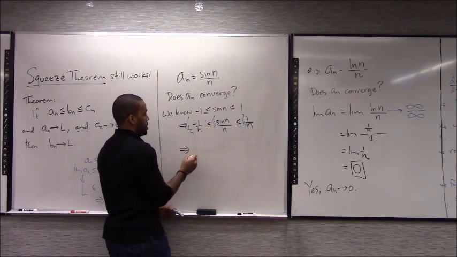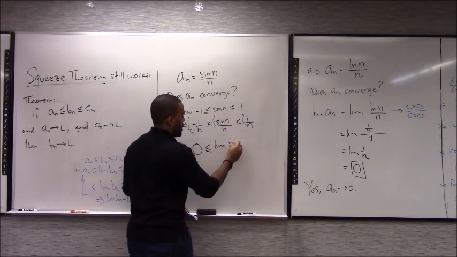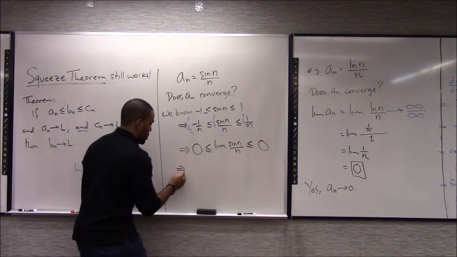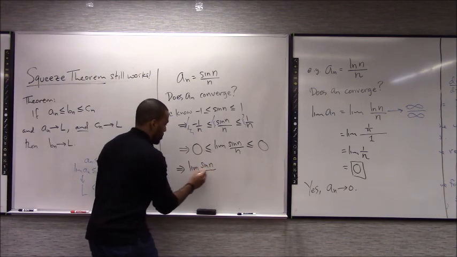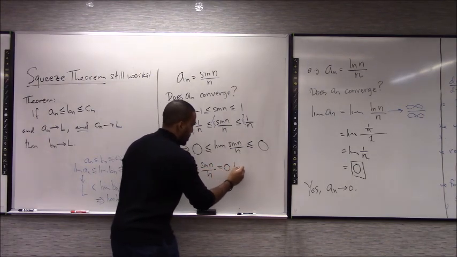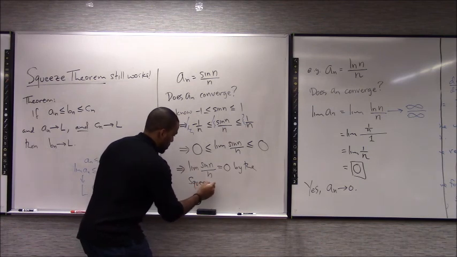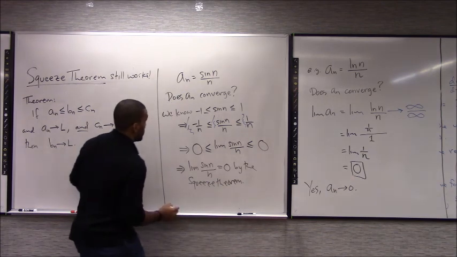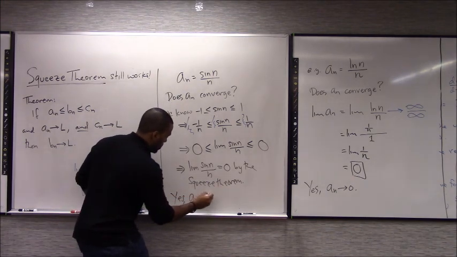Notice what that means is that 0 is going to be less than or equal to the limit of sine n over n, which is less than or equal to the limit of 0. And so we can conclude that the limit of sine n over n equals 0 by the squeeze theorem. So the answer is yes, a_n converges to 0.